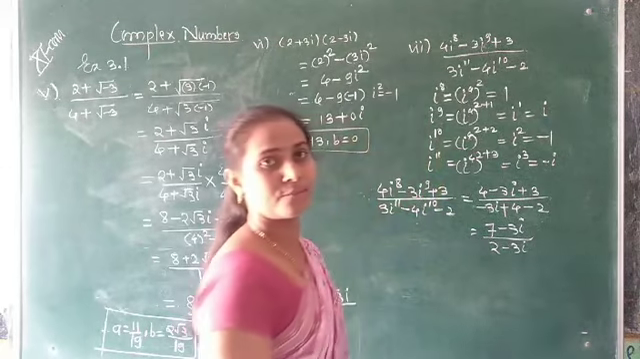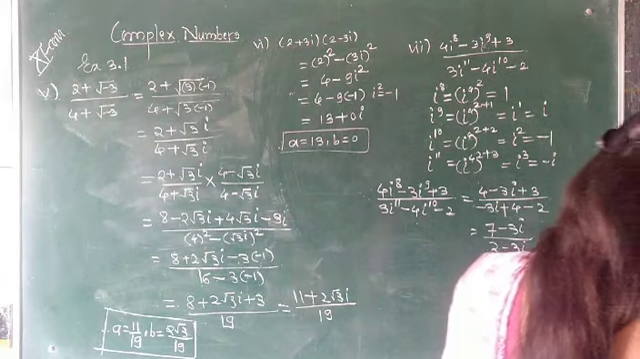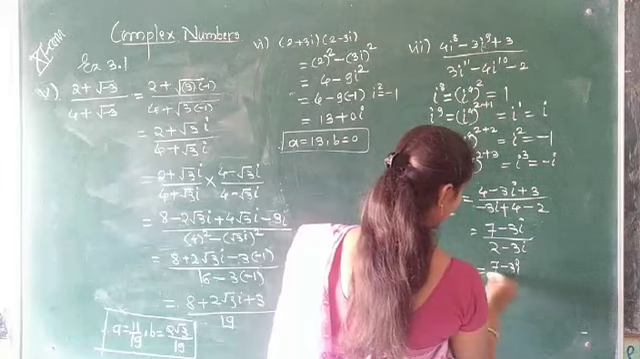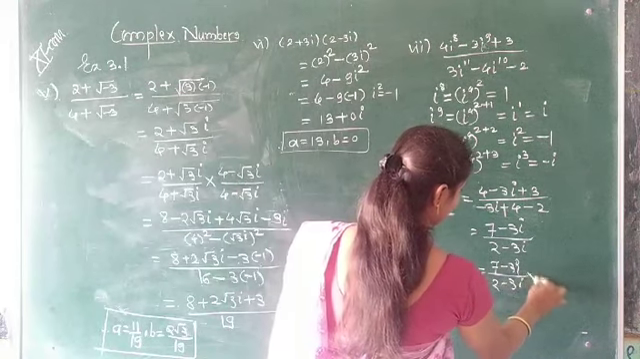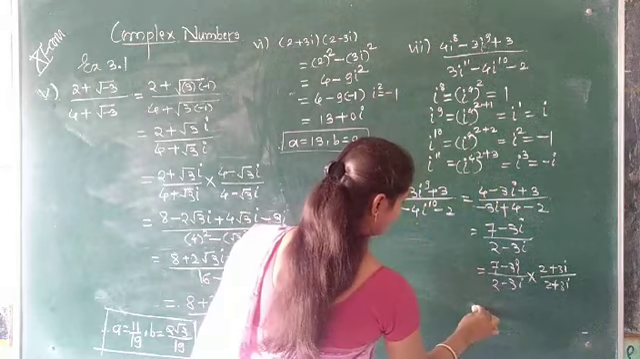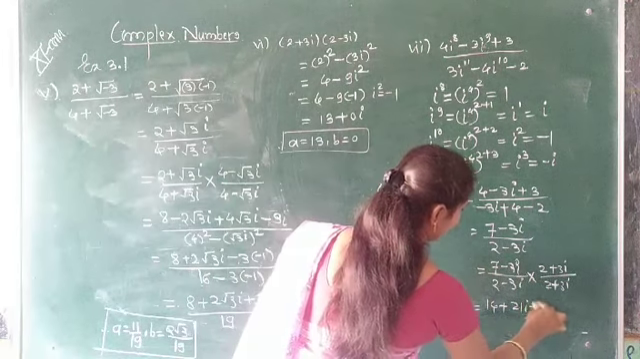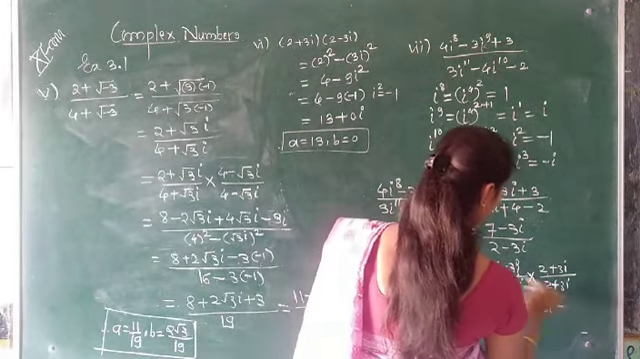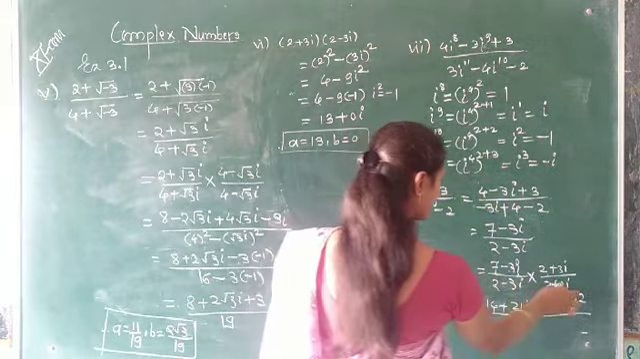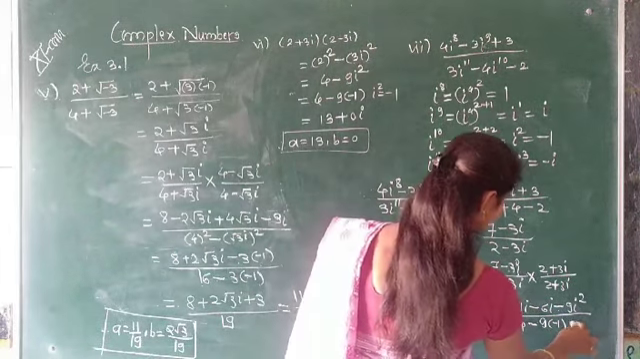We will get the number in the form of a plus ib. Now we have to take the division of these two complex numbers. 7 minus 3i divided by 2 minus 3i, into 2 plus 3i divided by 2 plus 3i. 7 twos are 14, plus 7 threes are 21i, minus 6i, minus 3 into 3, 9 into i square, upon a minus b, a plus b: 2 square is 4 minus 3i square, 3 square 9 and i square is minus 1.